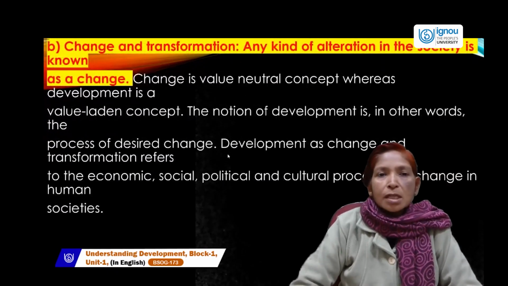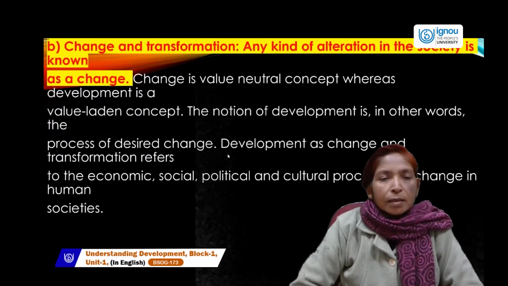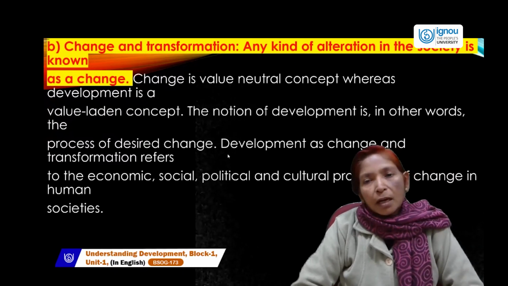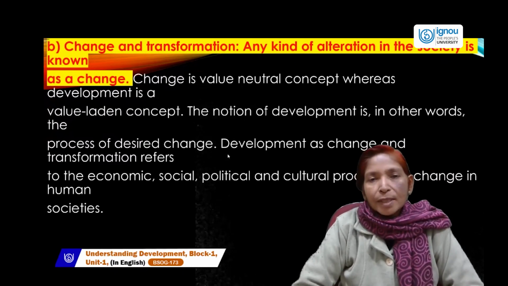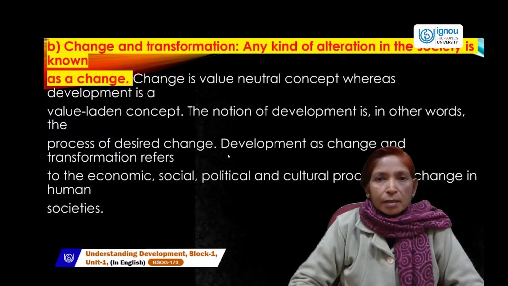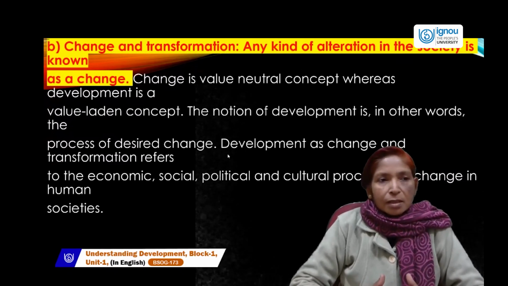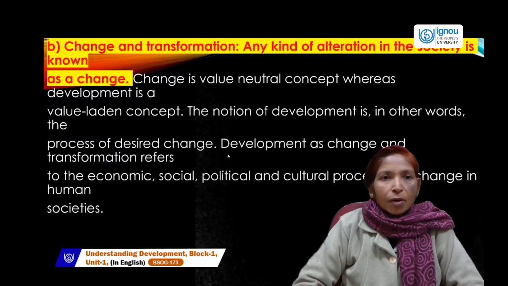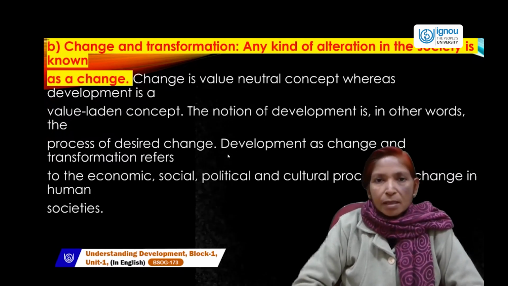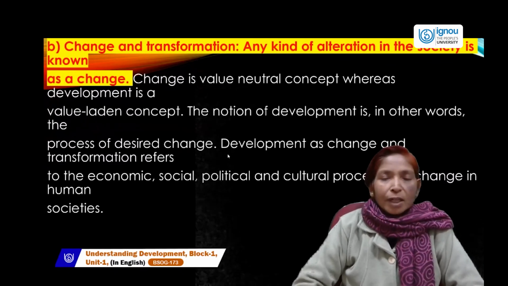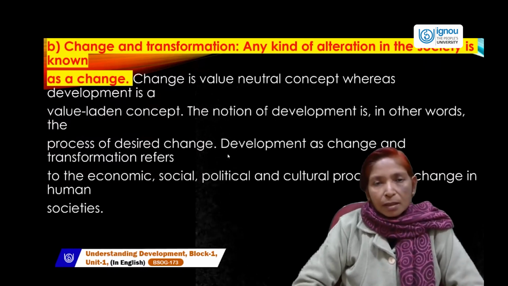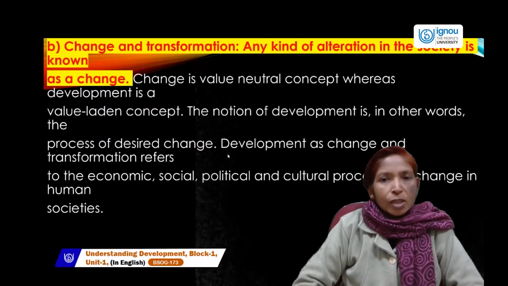Now, next is change and transformation. What is the meaning of change and transformation here? Any kind of alteration in the society is called a change. You know that the word change means alternative, or any movement, any flexibility, any variability. Change is variability, change is fluctuation; any movement or alteration in the society is called a change.